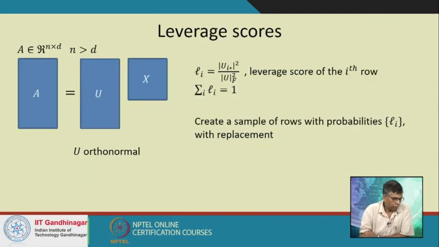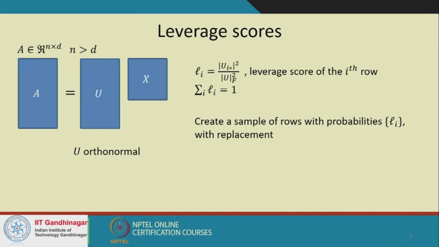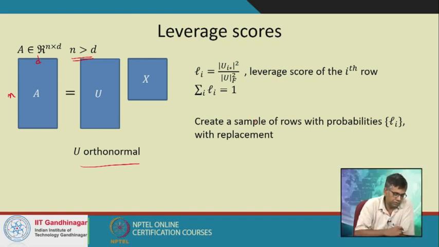Because what we're interested in today is what are known as the leverage scores. So let me define the leverage scores first. Let's take a matrix A. Let's consider the setting when n is bigger than d, that the number of rows is bigger than the number of columns, and let's take an orthonormal decomposition of the set of columns. So let U be an orthogonal basis of the set of columns, and let me write A as U times x. So U is of size n by d. Without loss of generality, assume that A has rank d.